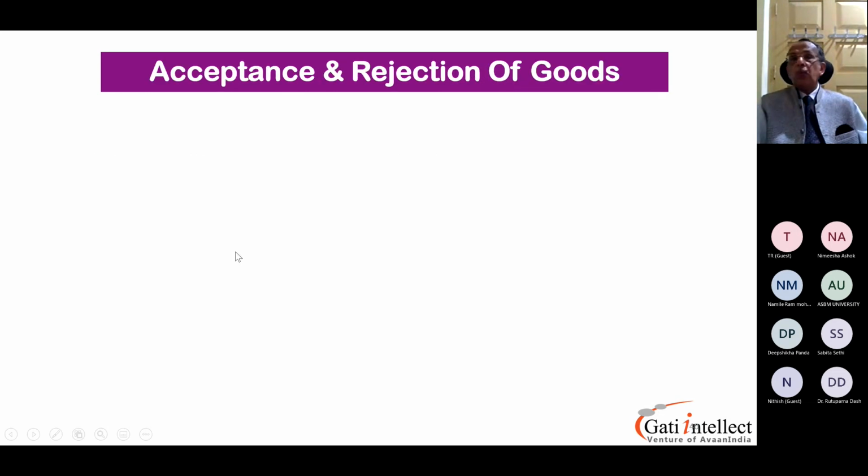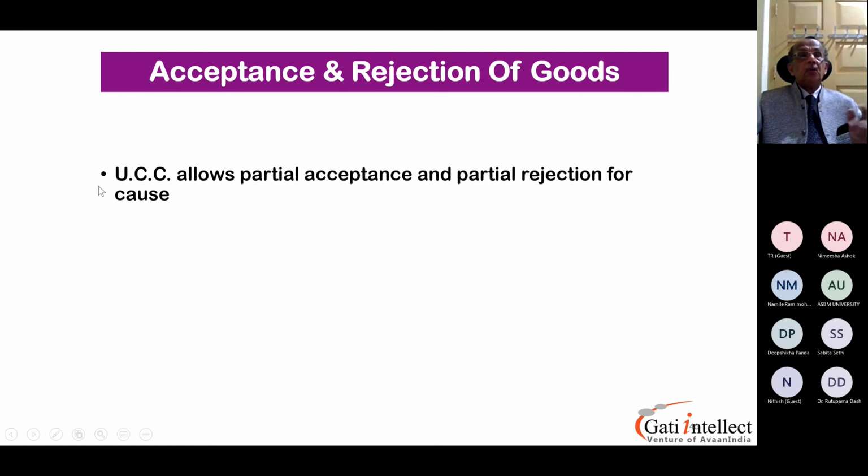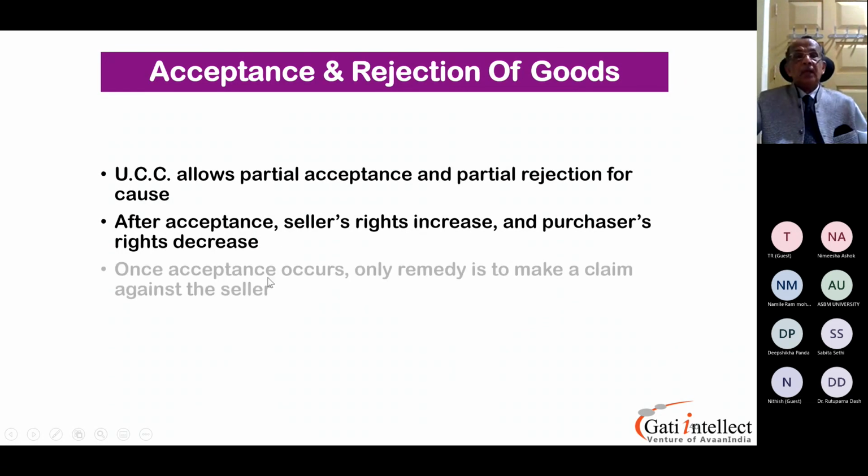Right, we are now moving on to a very interesting thing called acceptance and rejection of goods. Let's see that. The UCC, the Uniform Commercial Code, allows partial acceptance and partial rejection for cause. After acceptance, the seller's rights increase and the purchaser's rights decrease. This is a natural corollary of events. Once acceptance occurs, the only remedy is to make a claim against the seller.